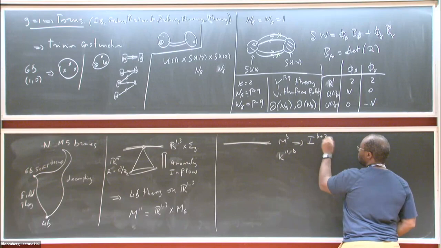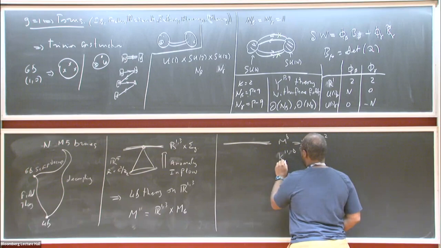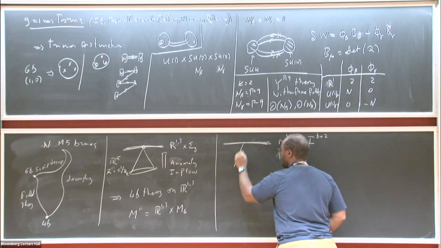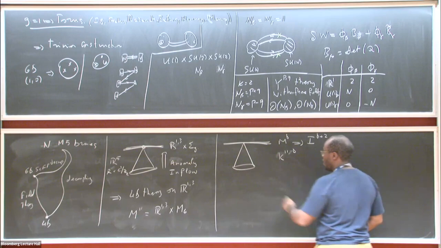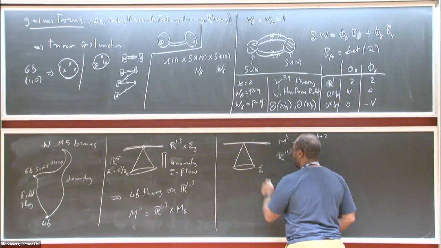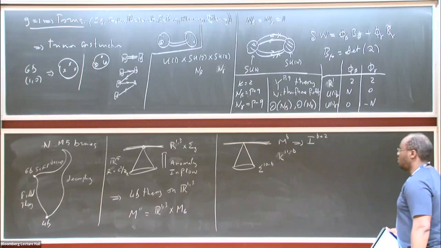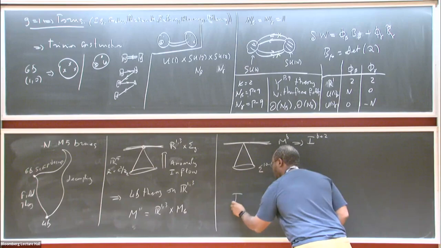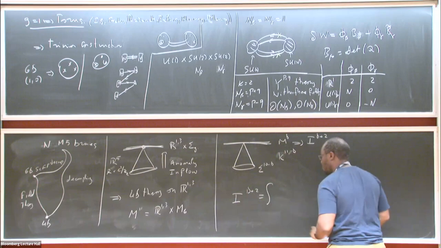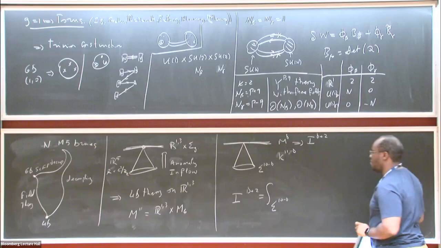And then you have this transverse space. This transverse space, you can think of as some cone that's sitting here. And along this cone, you have some compact space Sigma, which is going to be of dimension 10 minus D. You have some compact space that's sitting there. The anomaly here, you can argue, is going to be given by some integral on this space of dimension 10 minus D of some 12-form polynomial.